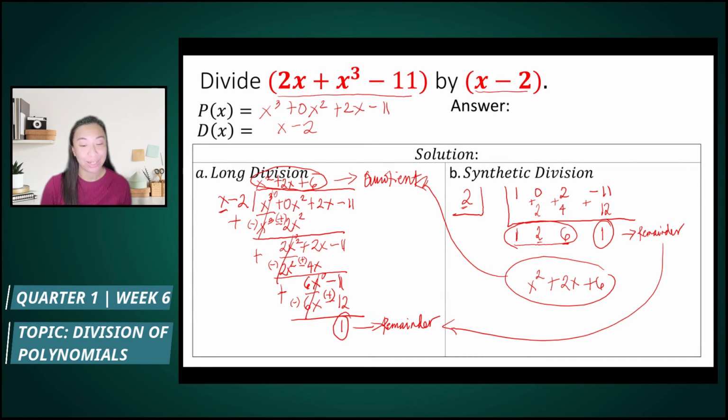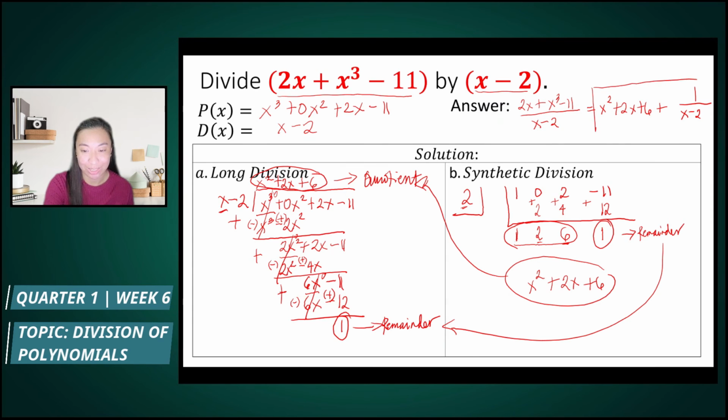So, to write our final answer, okay, so we will have now x cubed plus 2x minus 11 over x minus 2, okay, is equal to the quotient, which is x squared plus 2x plus 6 plus the remainder, which is 1, over the divisor, which is x minus 2. Okay, so this is our final answer.